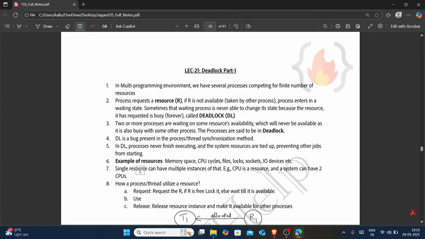After finishing the dining philosopher problem, we are studying these deadlocks.